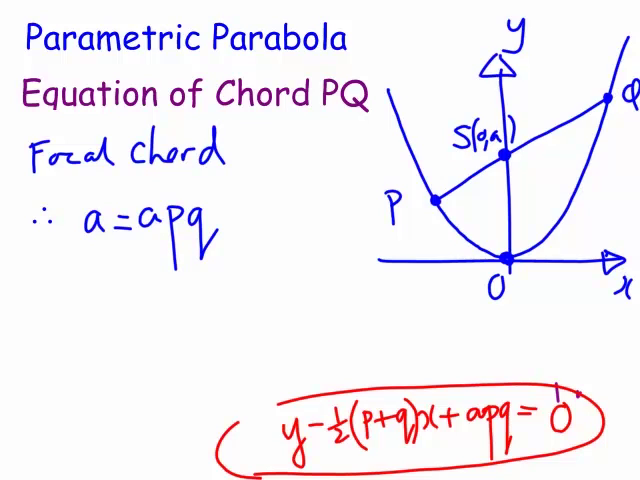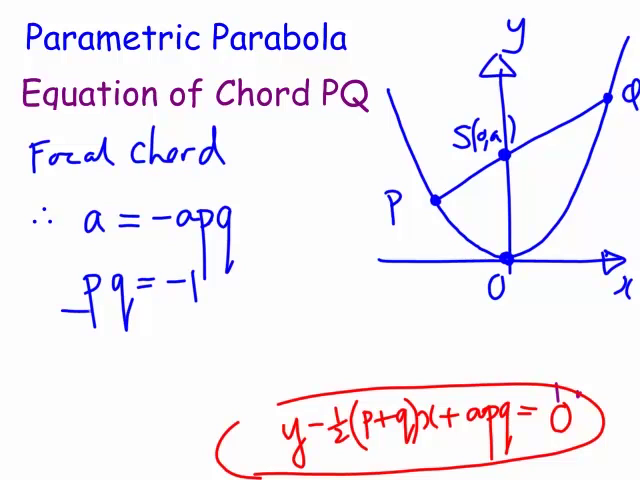Now, what's wrong with that? Well, since I moved the apq across to the other side, this actually should be negative, so we write this as minus apq. I could write it as a plus apq equals 0, but really what I want is this expression pq equaling negative 1. So if it is a focal chord, the relationship between p and q is that pq equals negative 1.